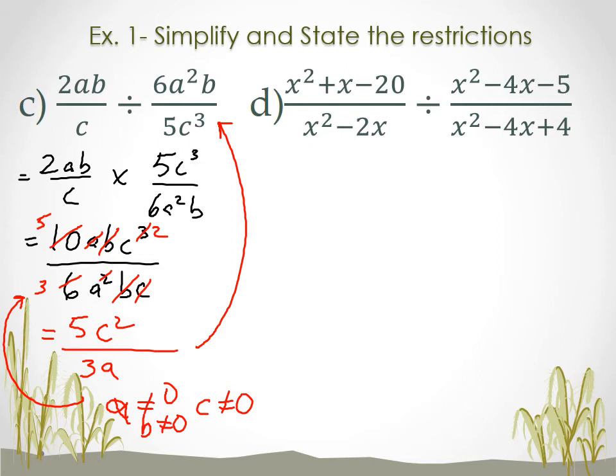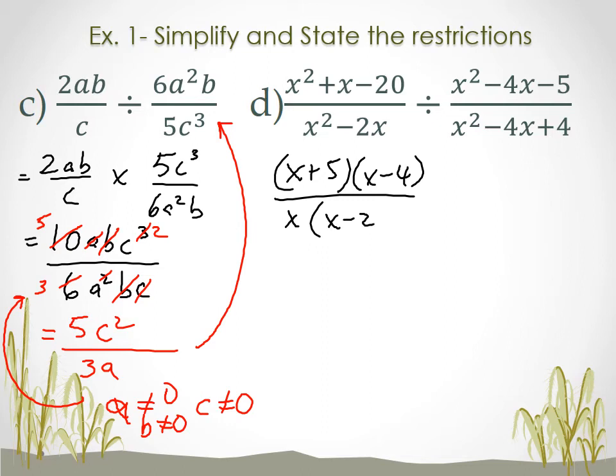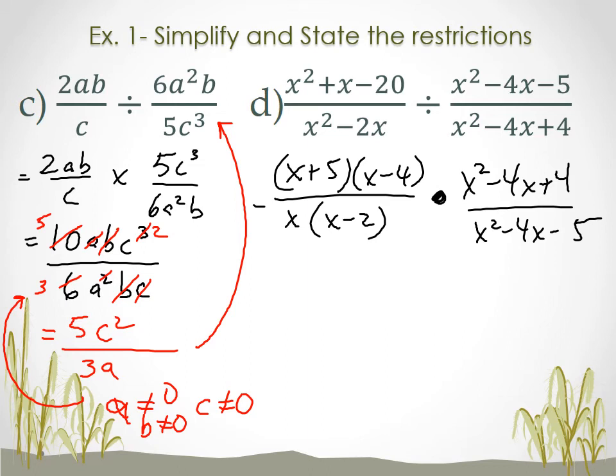So let's start factoring, or at least factor on the left. So this works out to be x plus 5, x minus 4. On the bottom there, all you can do is common factor, x minus 2. And we're going to change that to multiply. I'm going to change it to a dot so it doesn't look like an x. And then we're going to flip our fraction. And rewrite the left side.